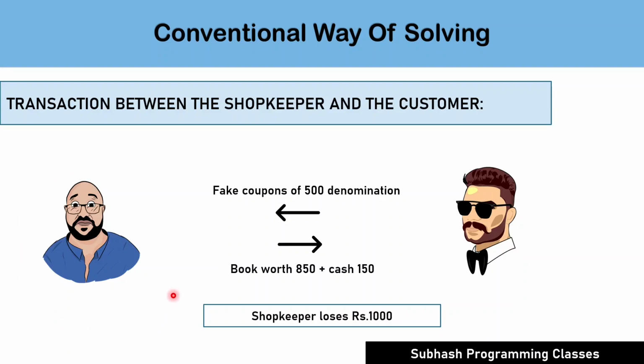Therefore, the only person who incurs the loss because of this deal is the shopkeeper. Therefore, the shopkeeper's loss is rupees 1000, because he lost the book worth rupees 850 as well as the extra cash of 150 rupees.